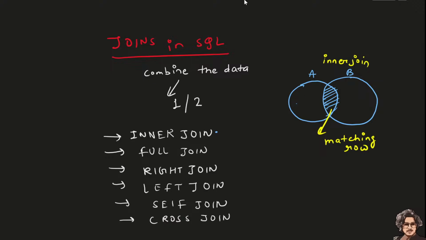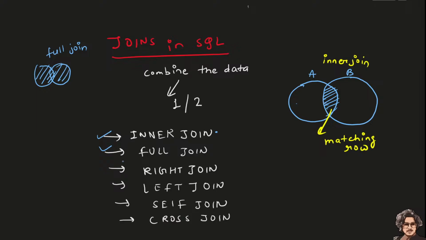Now move to the next part, the full join. It returns all the rows from both tables, matching and non-matching. Full join means we have two tables and all the contents, matching and non-matching. This is called full join.